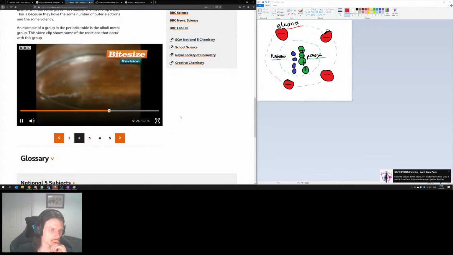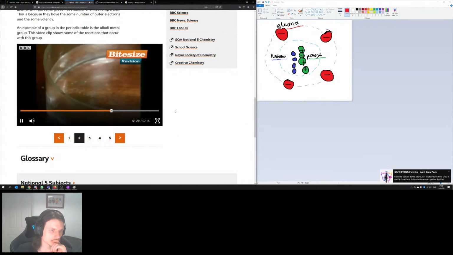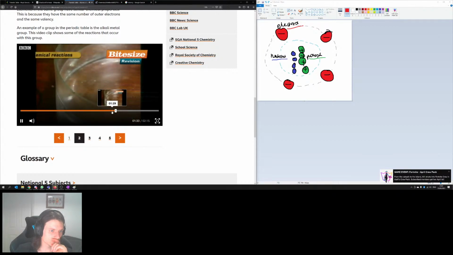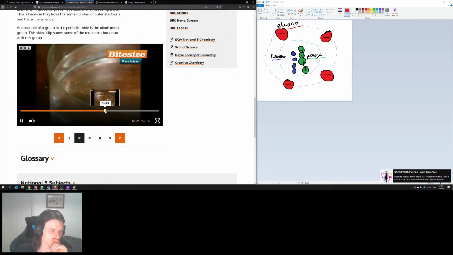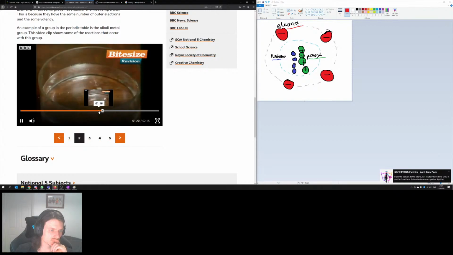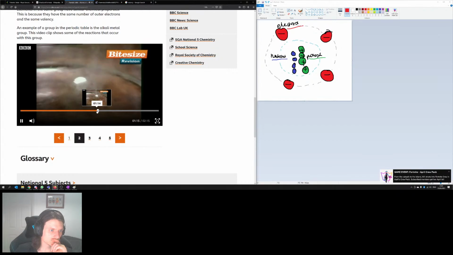All the alkali metals react with water in the same way. Let's see an equation for the reaction. The reaction is a bit more vigorous. The same sort of thing happens, although the reaction is in gas.